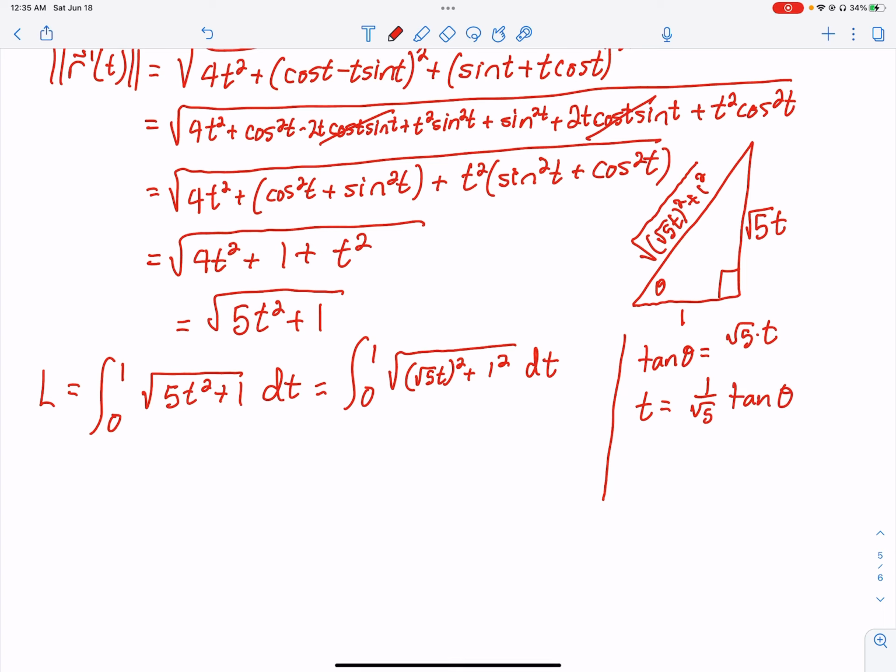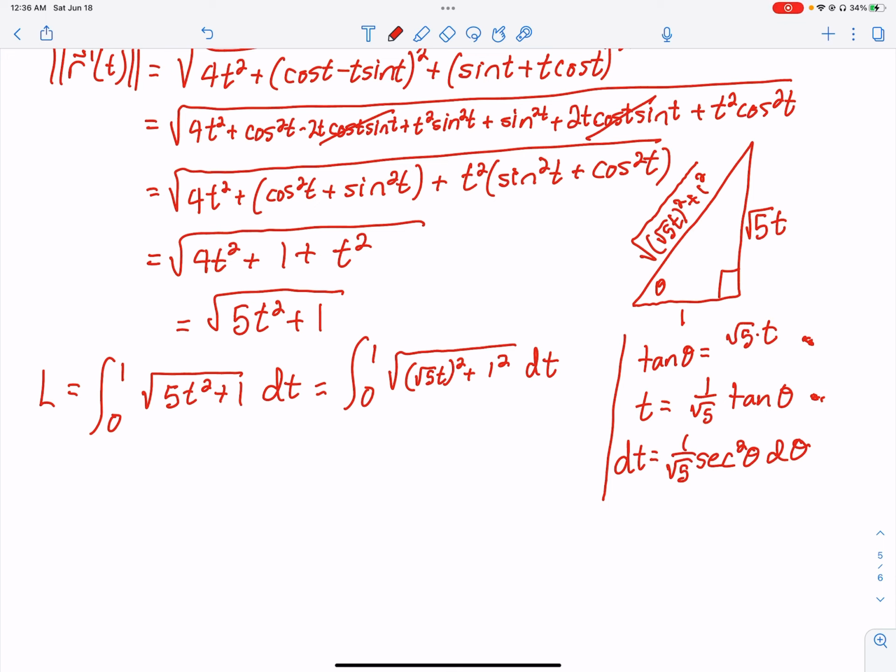Taking the derivative here, like in the trig sub, what we do is we draw the triangle. We find the trig sub that relates the other two sides. We solve for t. Then we take the derivative of both sides. dt equals 1 over the square root of 5 secant squared theta d theta.